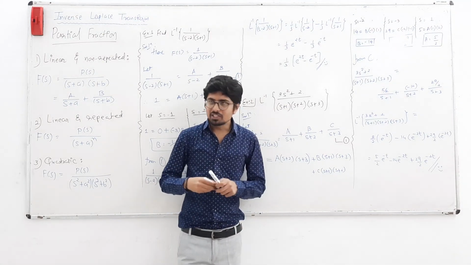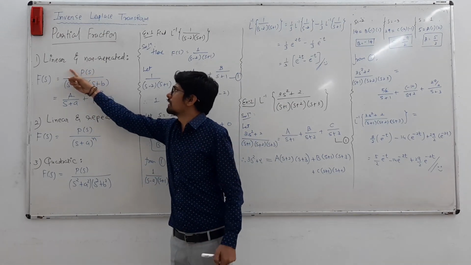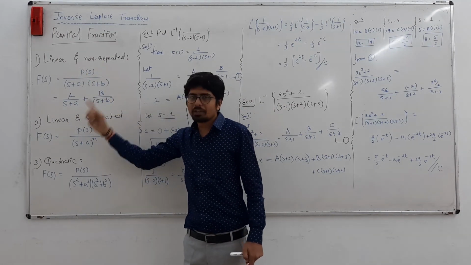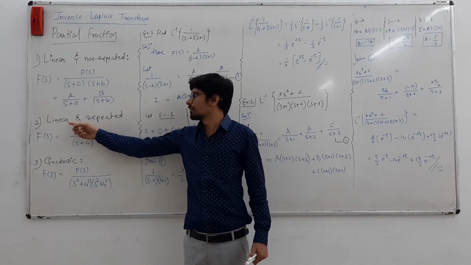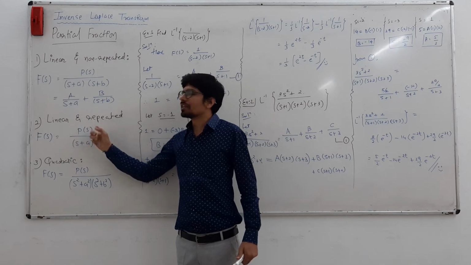In today's lecture, we discussed only the first case, which contains linear and non-repeating terms in the denominator. In the next lecture, we will discuss type number 2, that is, if the denominator has linear and repeated terms.